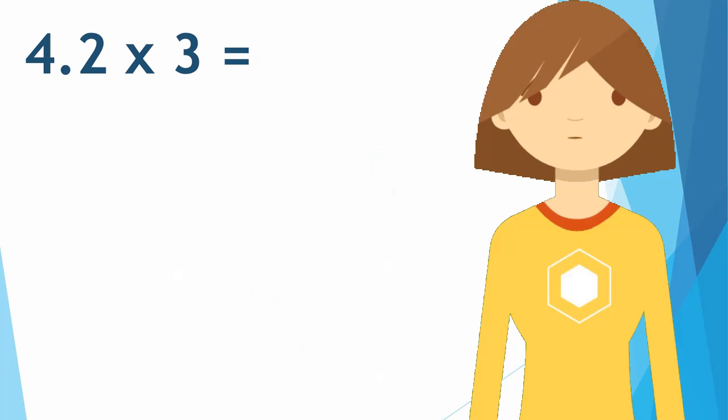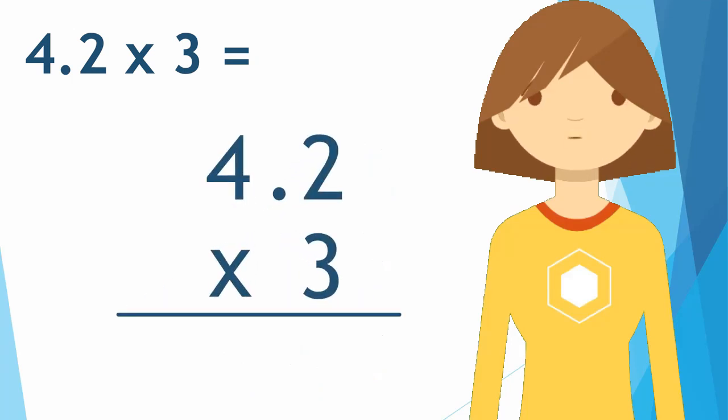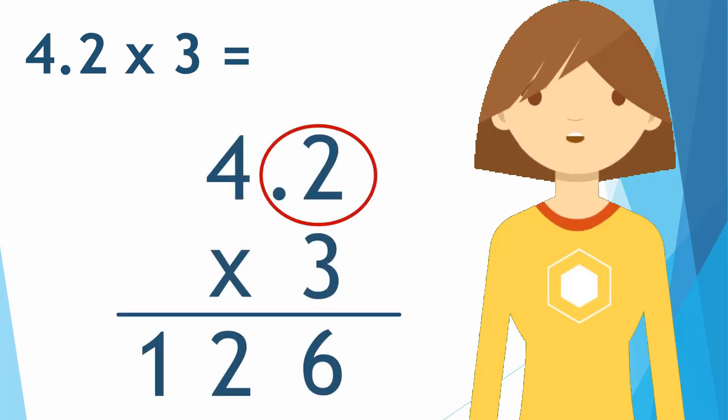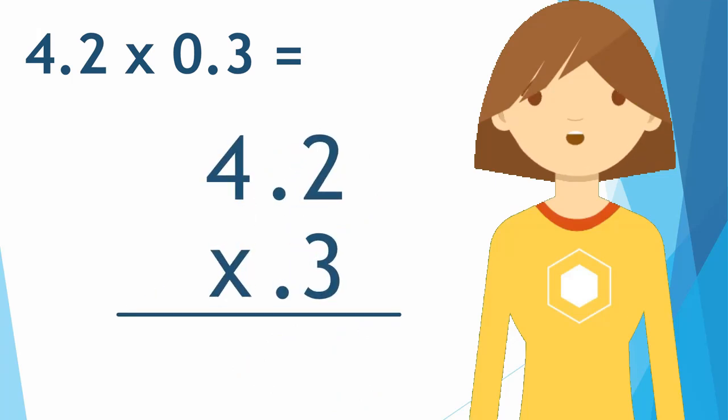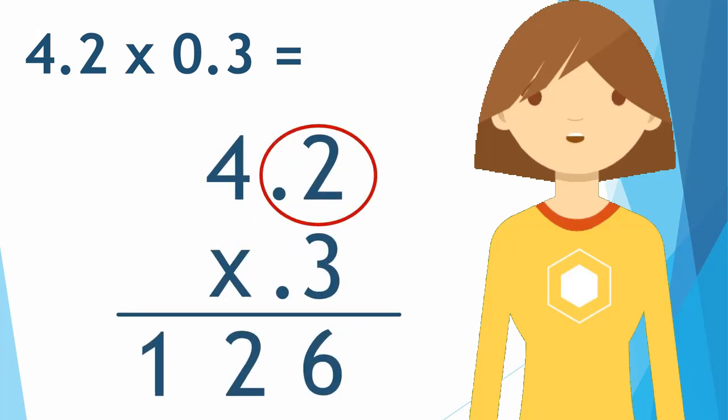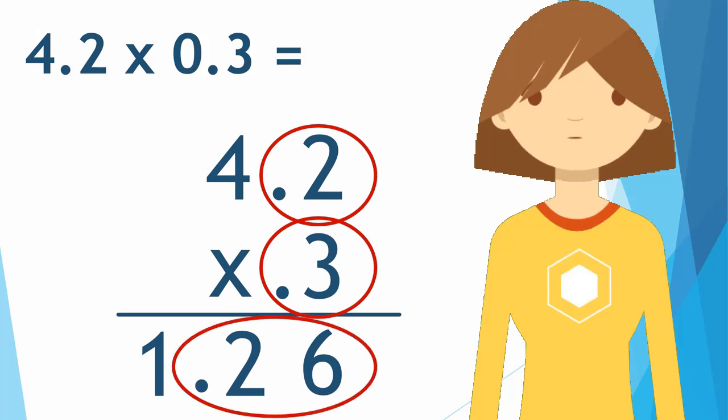Let's multiply 4.2 by 3 to get 126. Now notice that we have one number to the right of the decimal point, therefore in the answer line we should have one number to the right of the decimal point, which is 12.6. In this example, there are two numbers to the right of the decimal point, therefore the answer should also have two numbers to the right of the decimal point.